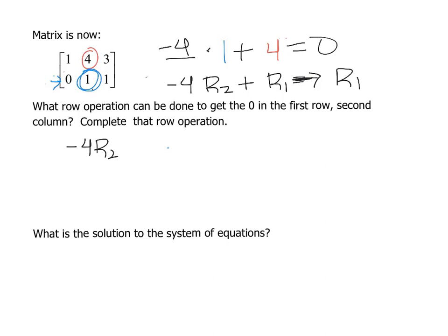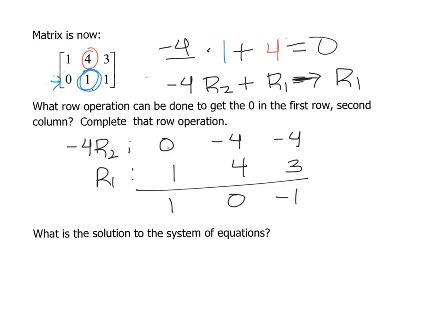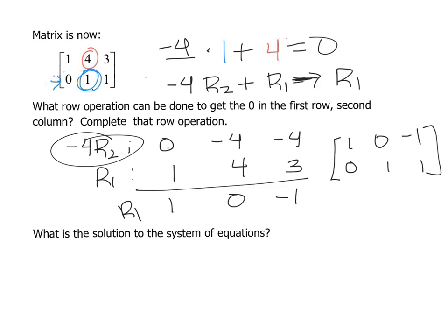So let's do this. -4 times row 2 is going to look like 0, -4, -4. My row 1 is 1, 4, 3. When I add these together, I get 1, 0, -1. So my new matrix is 0, 1, 1. Notice that I didn't actually change row 2, and this is my new row 1, 1, 0, -1. Also, notice that I now have the RREF matrix.